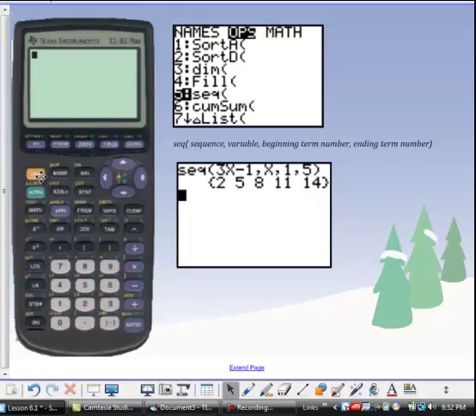Go to your calculator and press second function stat. When you press second function stat, this window comes up over here.